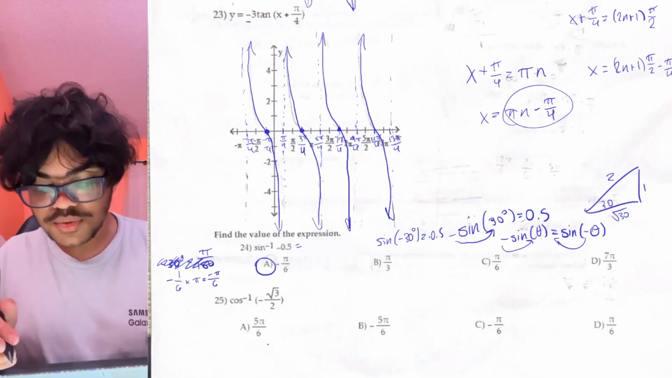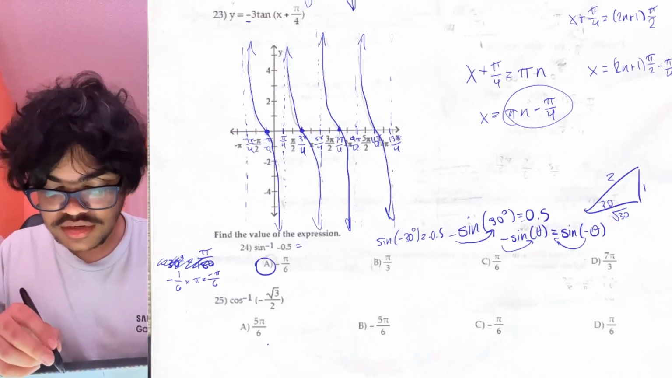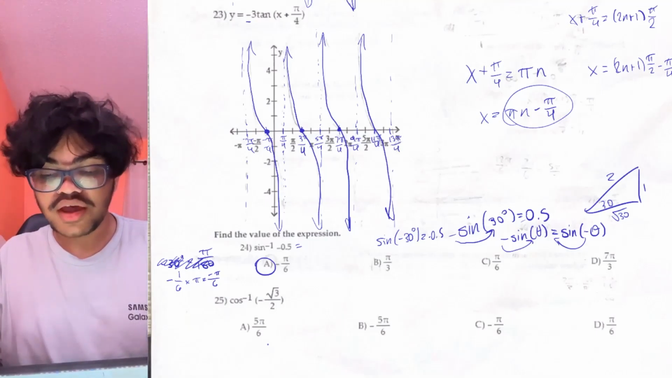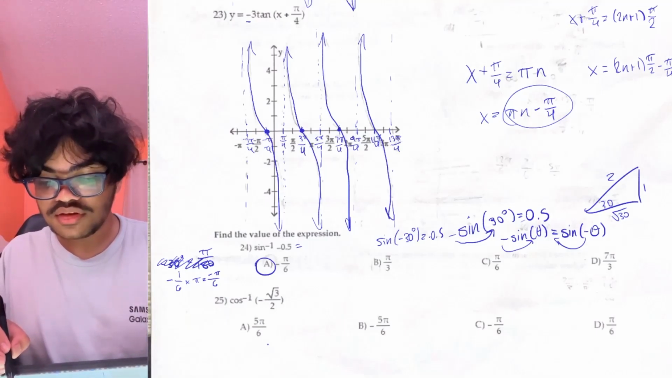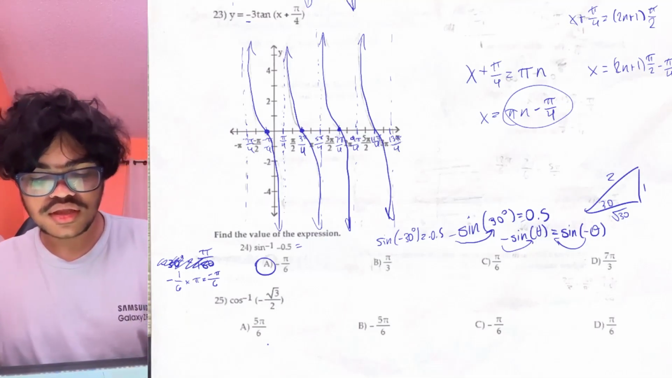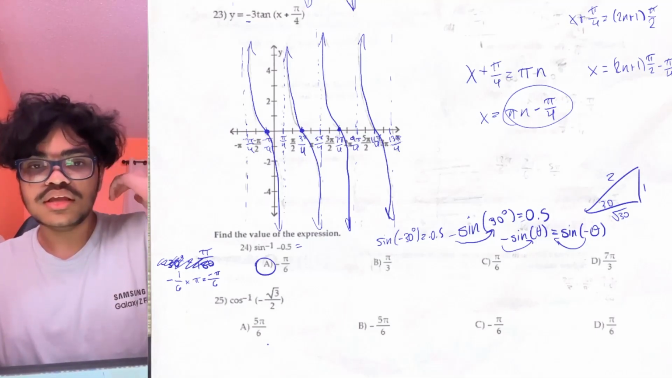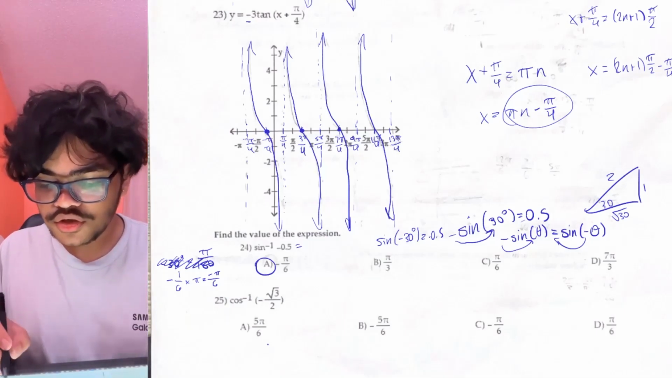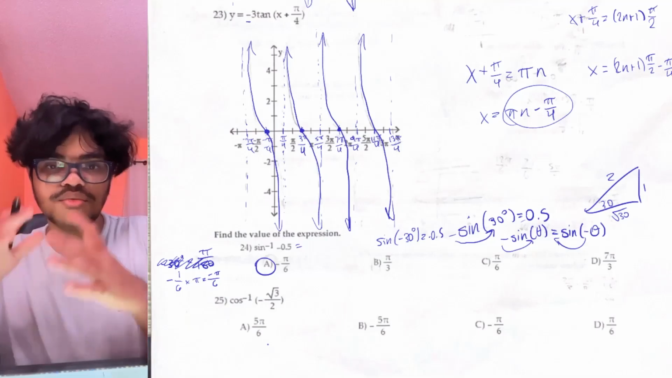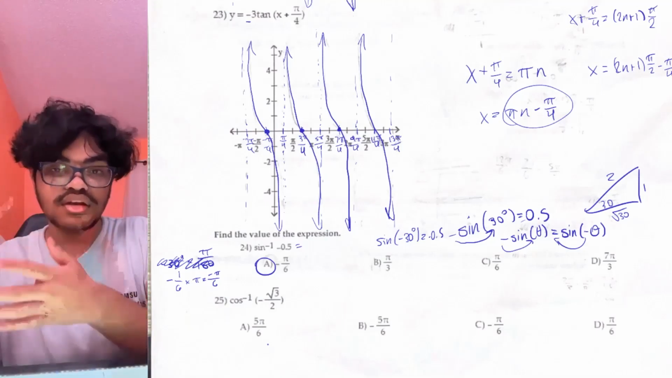Alright, so basically we find the positive angle first, and then we use the fact that sine is an odd function, it's symmetrical across the x-axis. So if you have negative of sine, it's the same thing as sine of negative. So negative sine is equal to sine of a negative.